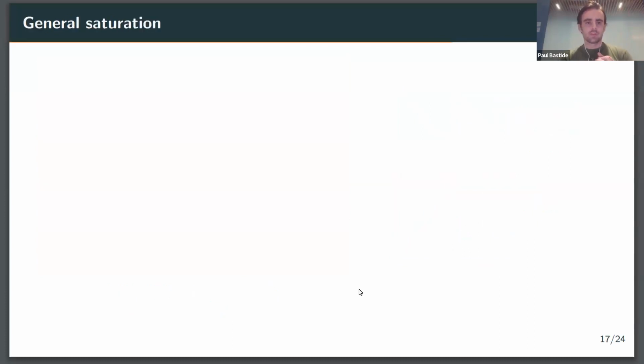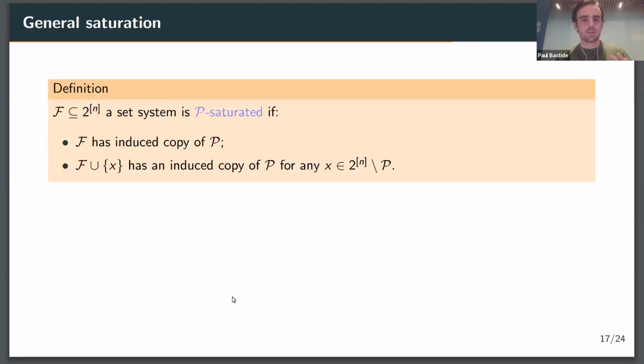Okay, so that's it for the antichain saturation. And now I want to go into the other paper that's also talking about saturation, but in a more general context. So this antichain saturation thing, we can also define it for any poset, actually.